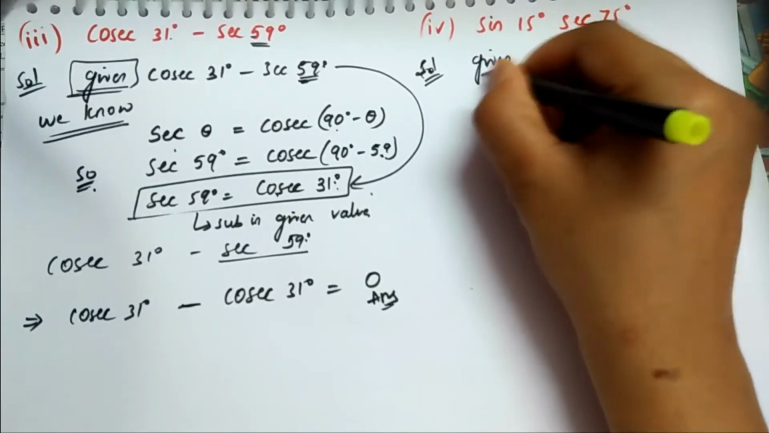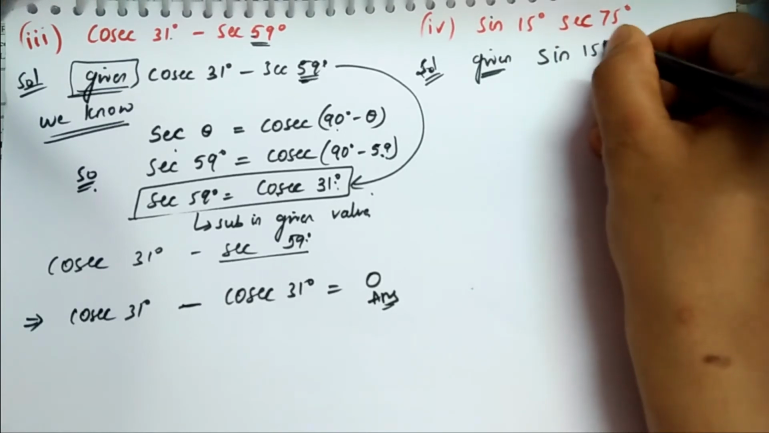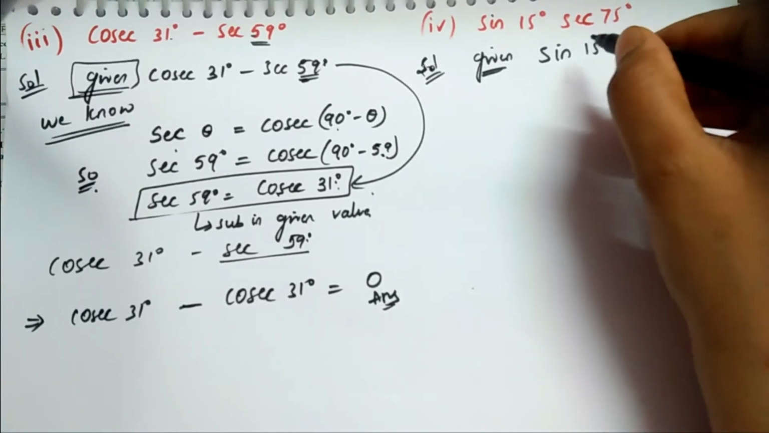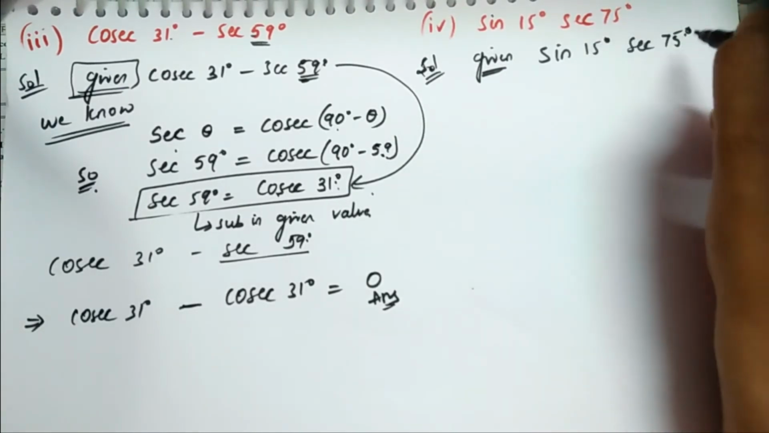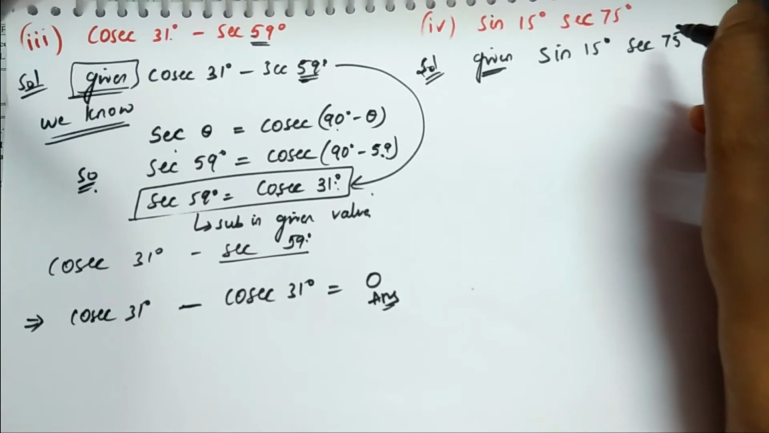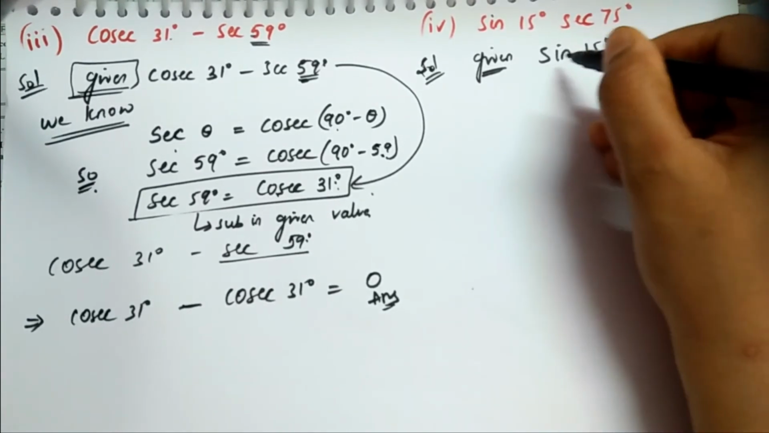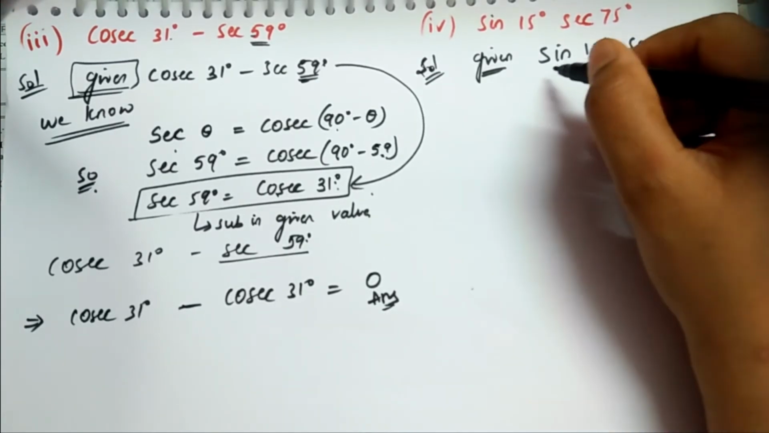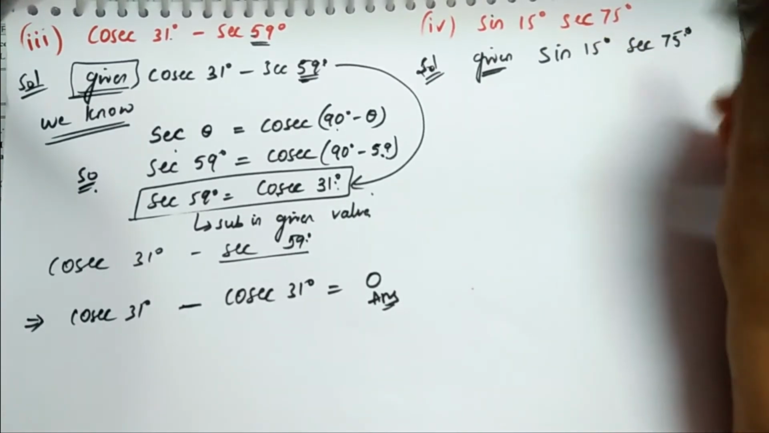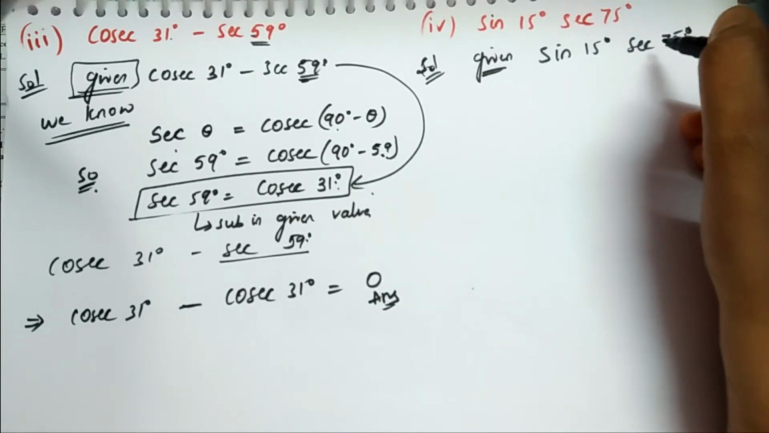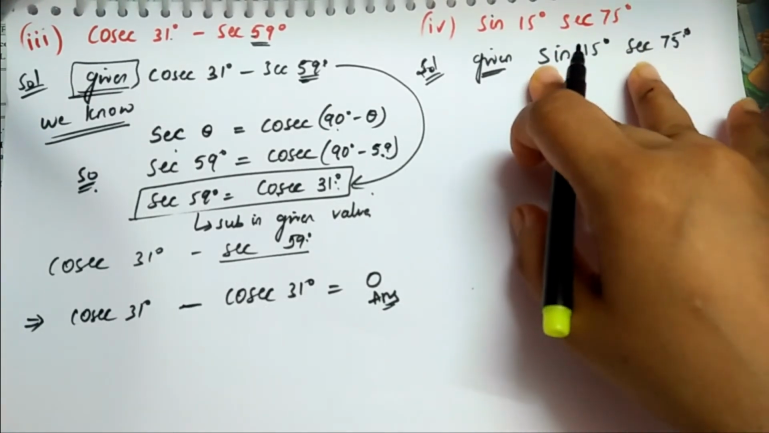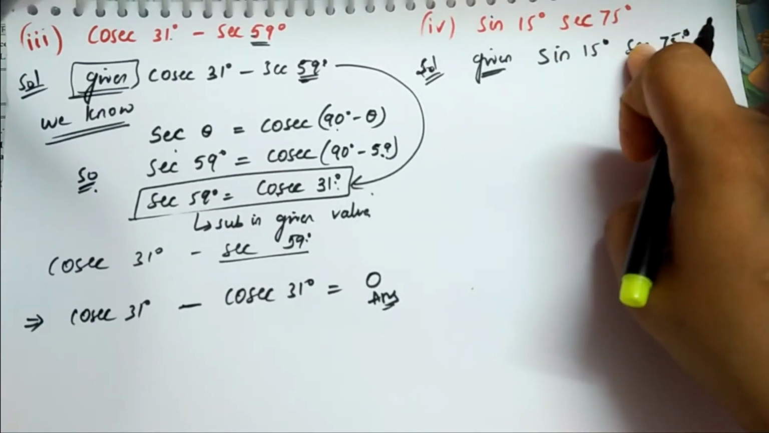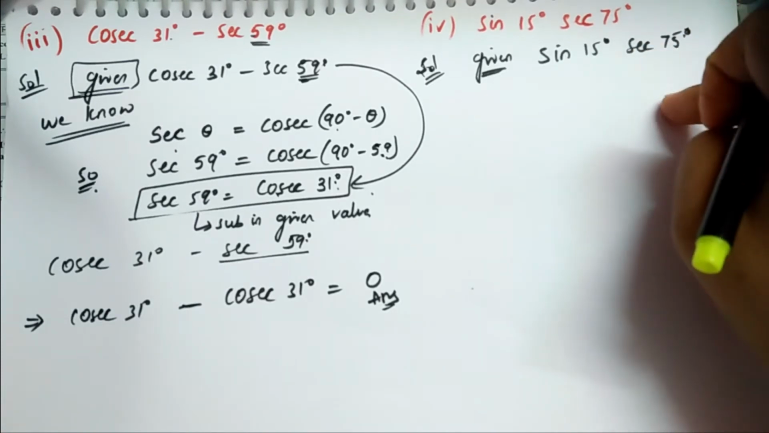What is the given thing? First we have sine 15 degrees and secant 75 degrees. Here we know the relationship between sine and cos, and between secant and cosecant, right? But in this problem, it's not given as sine 15 and cos 75 degrees. It's given as sine 15 and secant 75 degrees. So in this problem, we can get these into the same terms. Either the sine should change to cosecant, because it's secant, or the secant should change to cos.